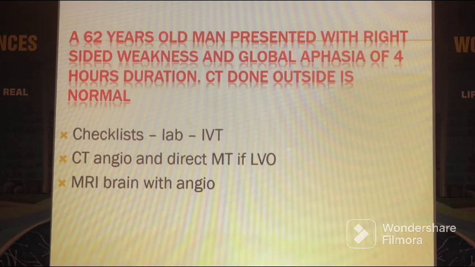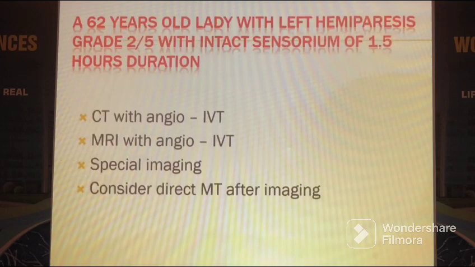So in this case, probably as of now, I think you can do the IVT directly because the patient is well within the window, if found eligible. And after that, you do CT angio. If the patient doesn't improve, alert your MT team simultaneously that this patient may need mechanical thrombectomy. Secondly, a 62-year-old lady with left hemiparesis, grade 2/5, and intact sensorium, 1.5 hours duration.